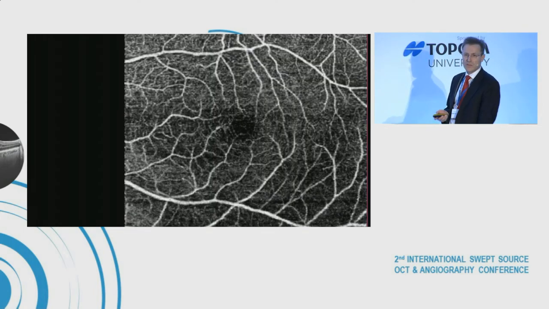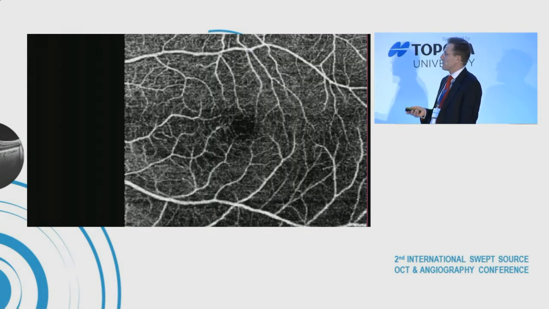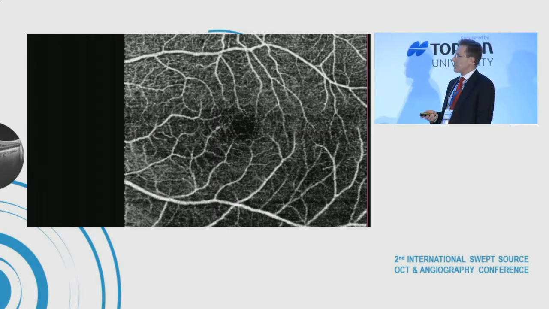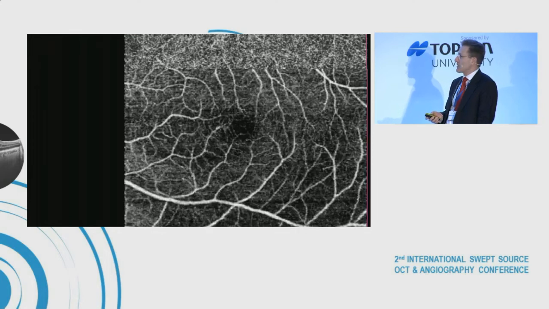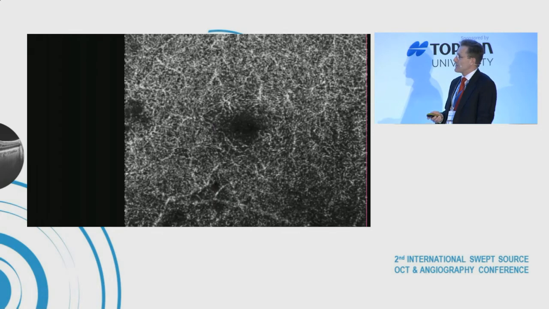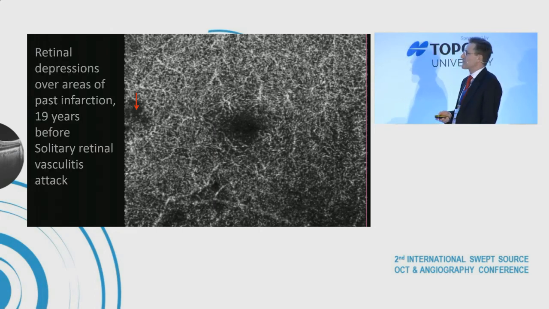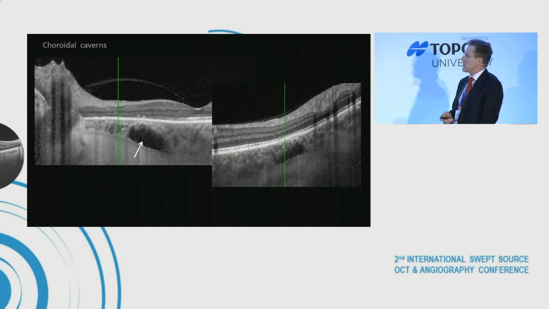And now we can do OCT, we couldn't do that 19 years ago, and look at the inner vascular plexus and compare that with the outer deep vascular plexus of the retina. And the difference is that here you have lost capillaries. So it all makes sense in a whole new and more insightful way than the old-fashioned types of fundus imaging did. 19 years after the infarction, solitary retinal vasculitis attack, wonderful insights.